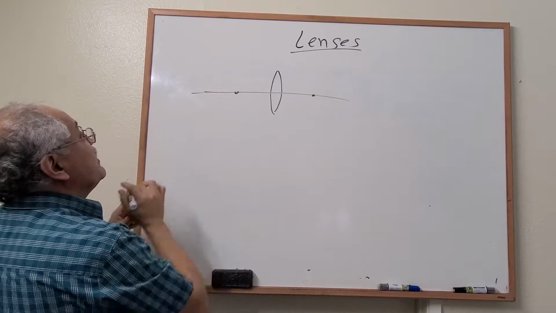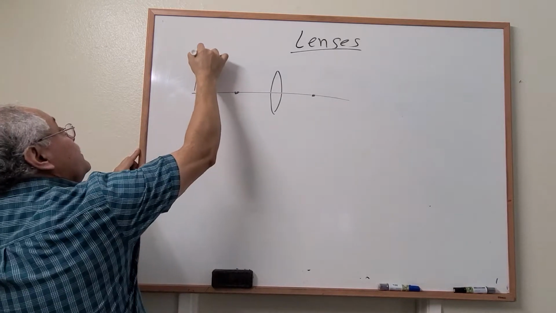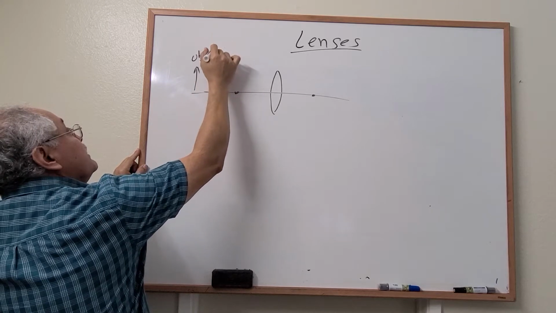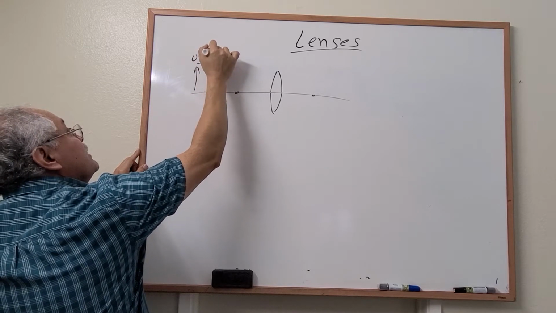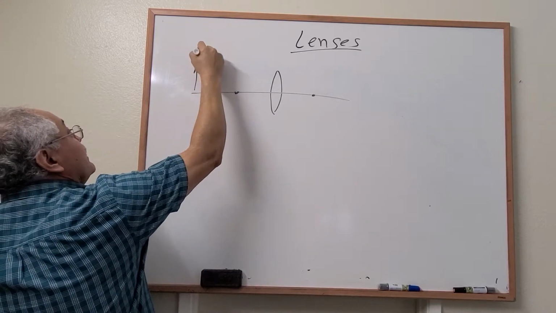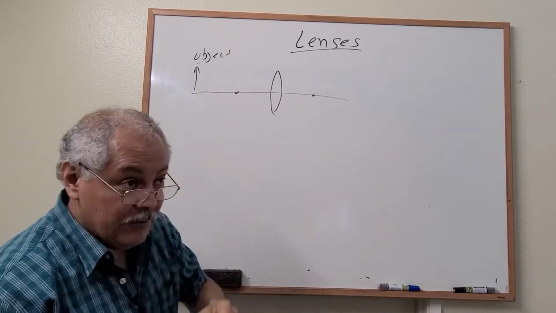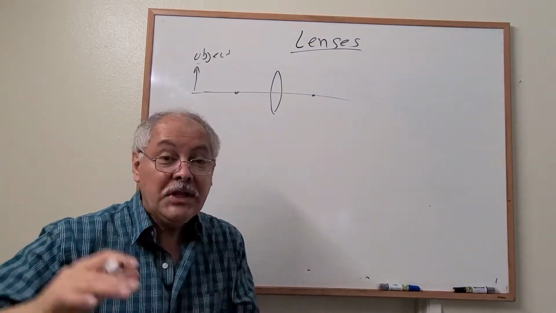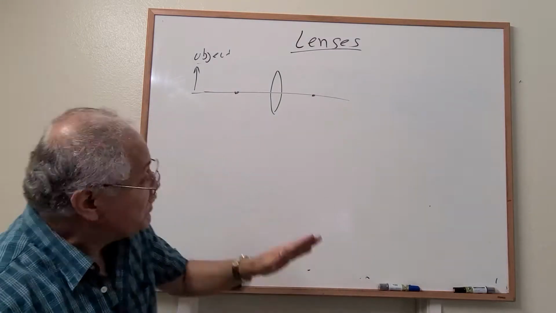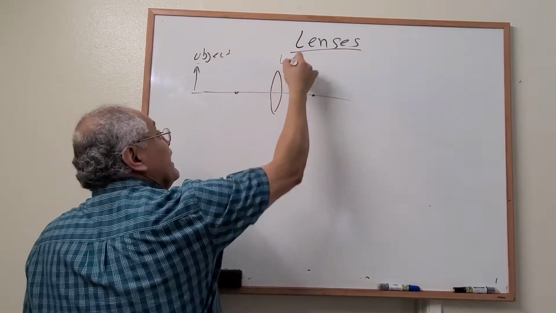Now let's see what happens when we have an image. The object right here. Remember, we found the image exactly at the focal point when the object is far away. This is the case when the object is not far, it's close to the lens. Let's see what happens then.